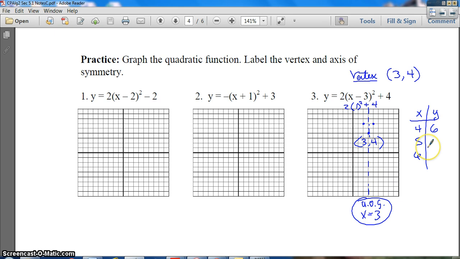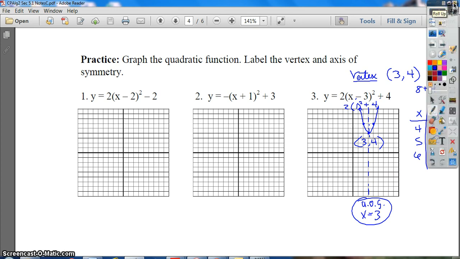If I put 5 in, 5 minus 3 is 2, 2 squared is 4, 4 times 2 is 8, so I'm doing 8 plus 4. 12 is off my graph, it'll be all the way up here. No sense in plotting it, so this is going to be my graph. Okay? That's vertex form, quick. Let's jump into what we started with a couple days ago.